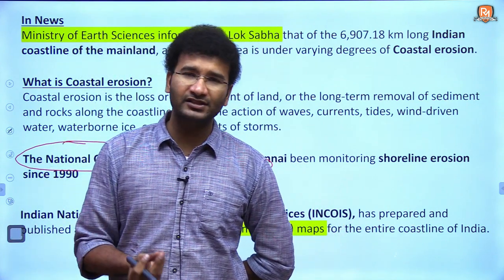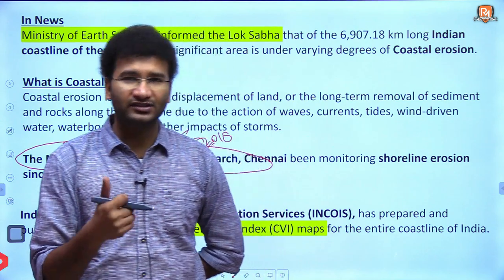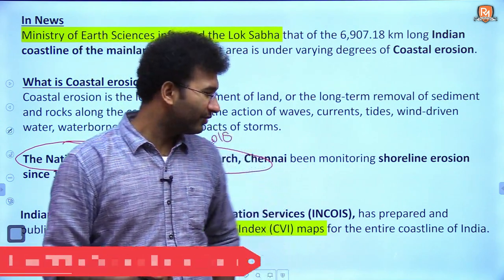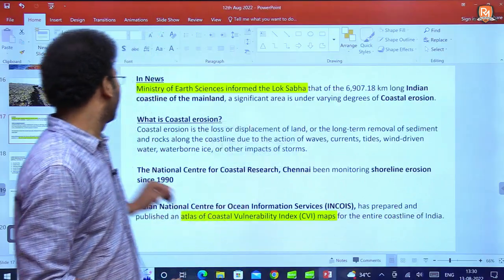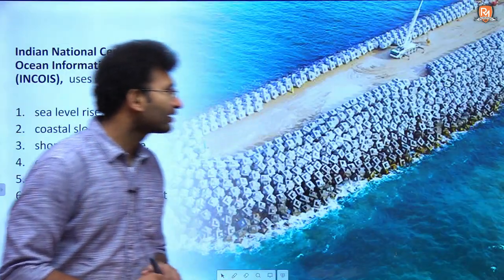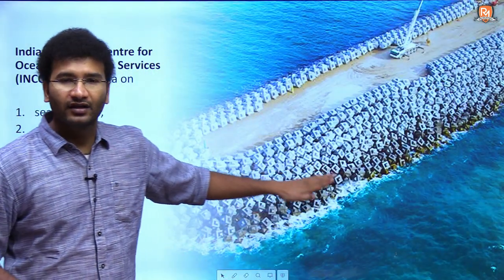Now, what kind of measures will be taken? The measures are soft methods and hard methods. One of the hard methods taken by the Chellam area is the usage of tetrapods. Tetrapods are usually put next to the beach area so that the erosion will not happen to the sand.